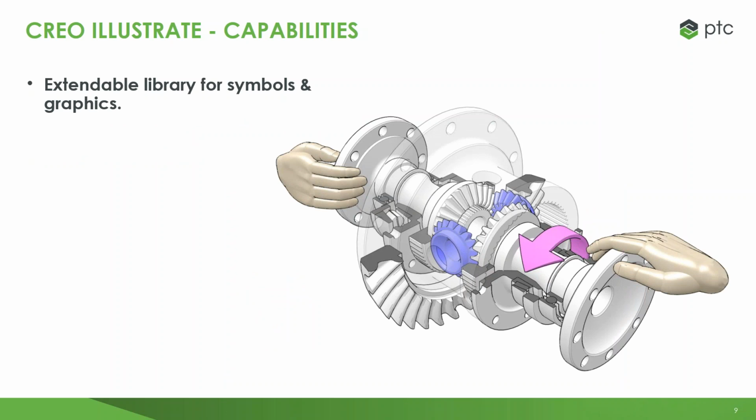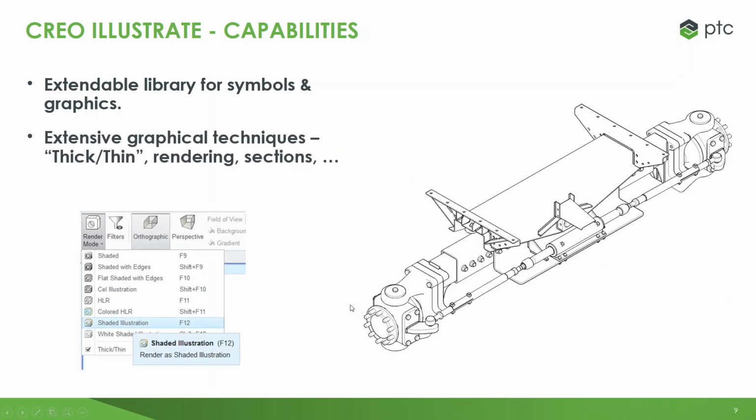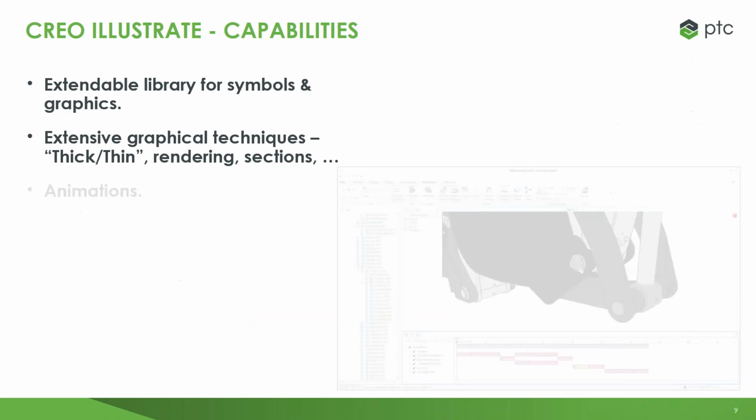In addition, we have an extendable library for different symbols or graphics. We can add in, as you can see here, hands that can be added in, or different tools like a hammer. And it does come with a default library of tools, but additional graphics can always be added in. Not only that, we have extensive graphical techniques such as different rendering options. We have cross-section views, we can do thicker thin line options, and a lot more.